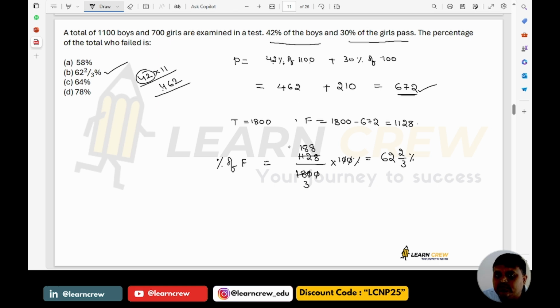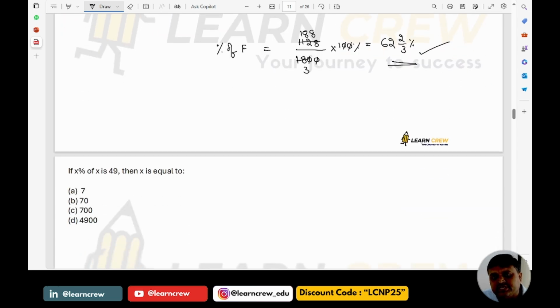So one value, the failure people are how much percentage of total? So you need the failures, that is 1128. Total is 1100, 700, 1800. How much percentage? 62 2 by 3 percentage.